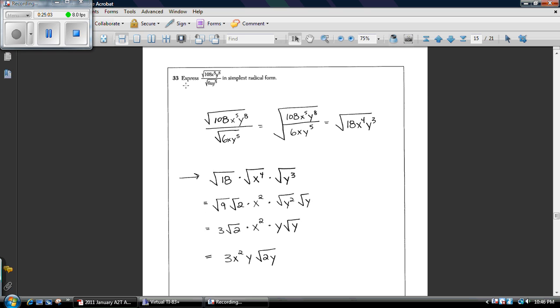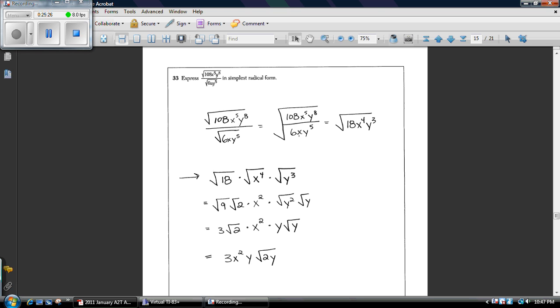Here's the trick to 33. A lot of people wanted to try and like simplify the top and simplify the bottom separately. No, that's where you're going to get caught. Combine them. When you have two radicals over each other like this, you can combine them into a big radical. And then this is a fraction that will simplify. 180 divided by 6 is 18.